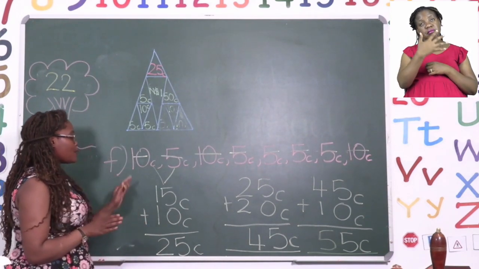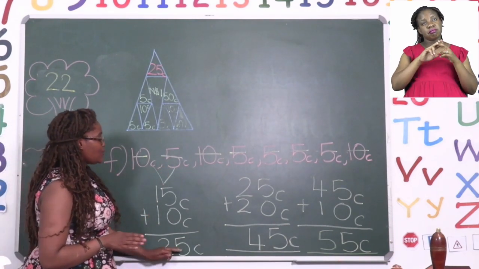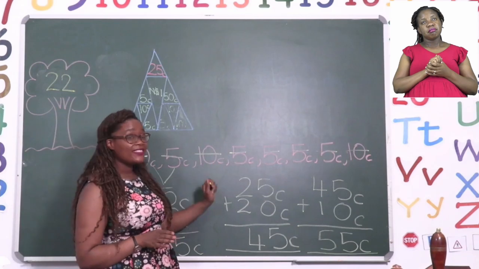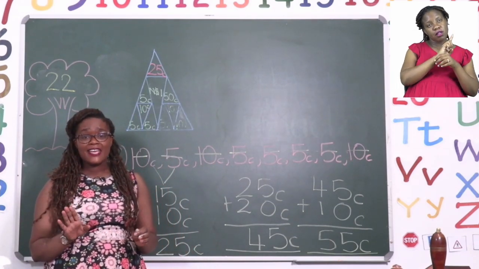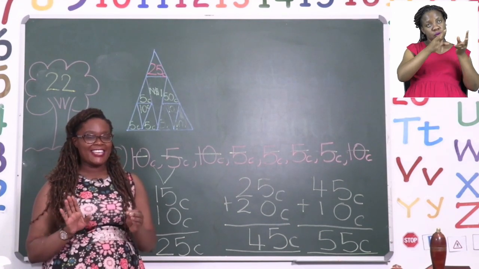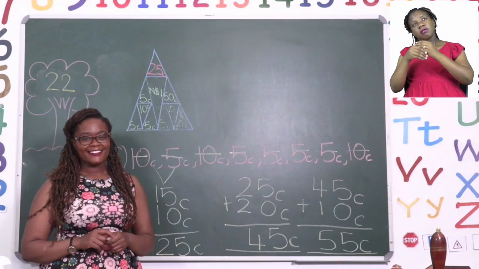So take your time. You start by adding the first two. Then whatever answer you get, you add it with the next one in the line. Have fun. If you make a mistake, that's okay. You can always start again. And I'll see you when you're done after the advert break.